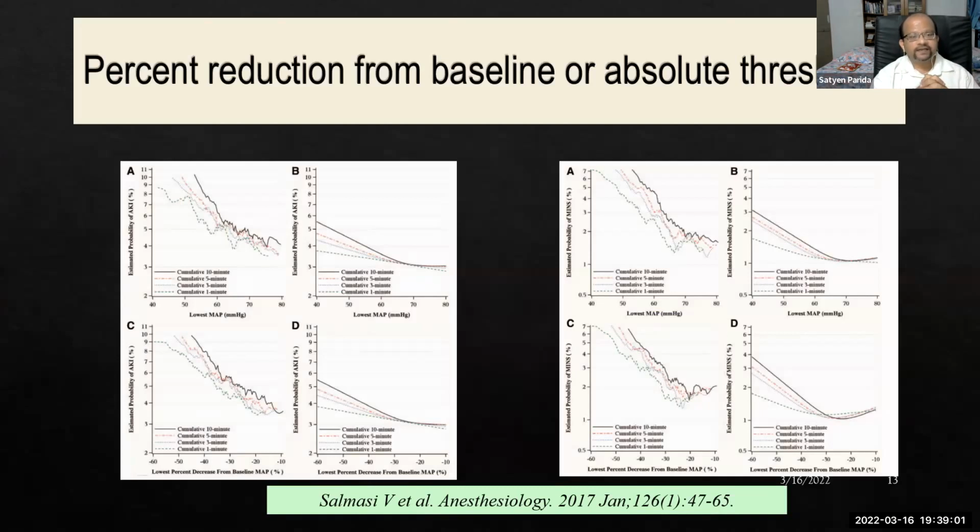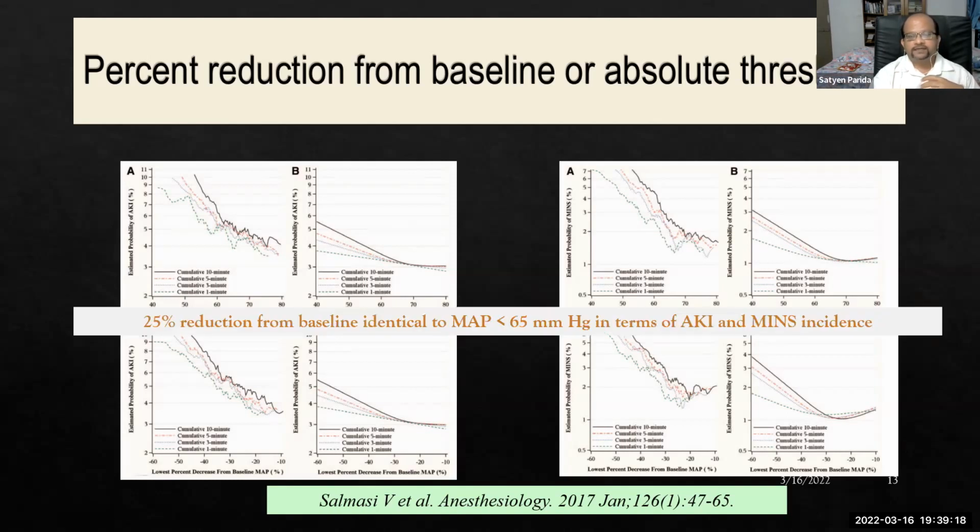So this was Cleveland Clinic data, where the authors were actually looking to see whether defining hypertension in variable ways, either as a percentage reduction from baseline or as an absolute value of mean arterial pressure, would actually affect the incidence of organ injury that was resulting from such hypertension. So for purposes of this study, they compared a 25% reduction from baseline with a mean arterial pressure less than 65 millimeters of mercury. And the authors concluded that whichever way you define perioperative hypertension, the harm signals were extremely strong for all sorts of organ injury, whichever way the definition was made.